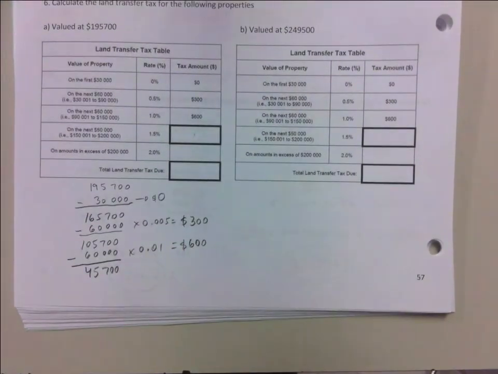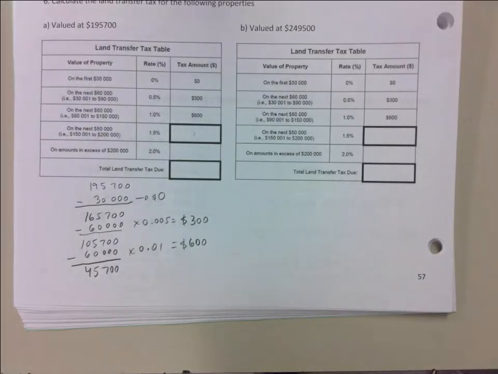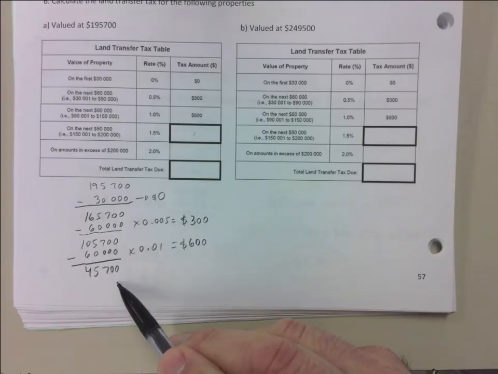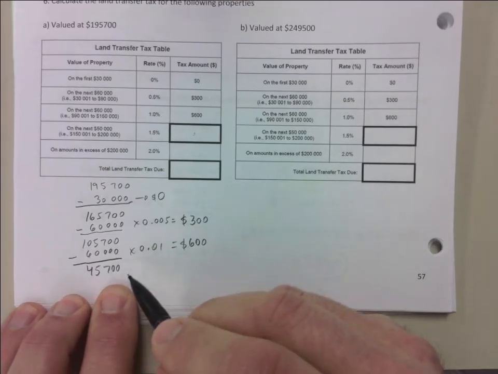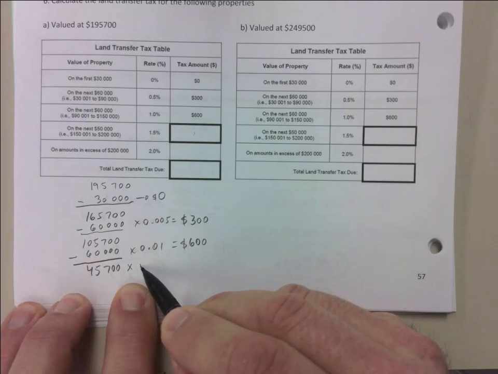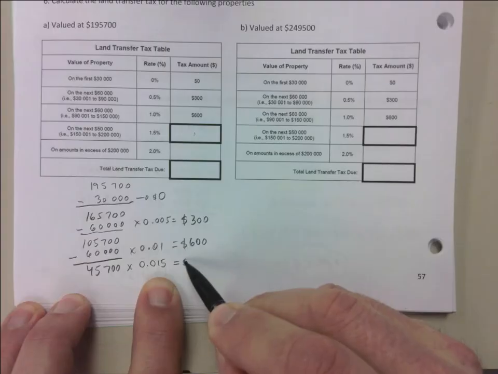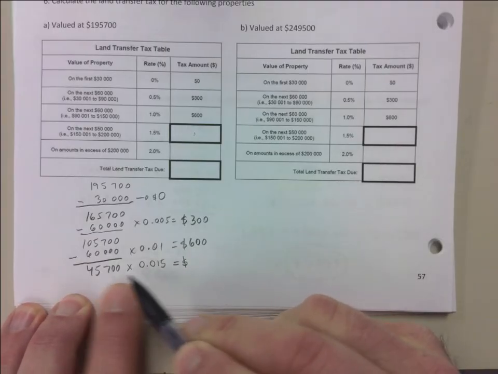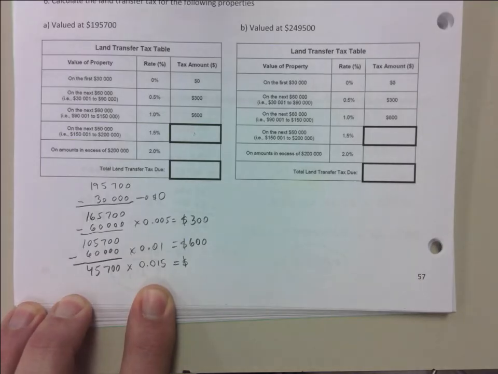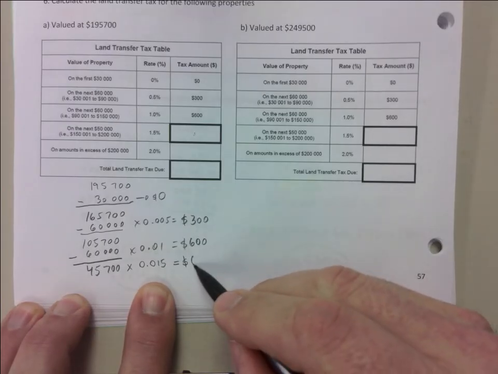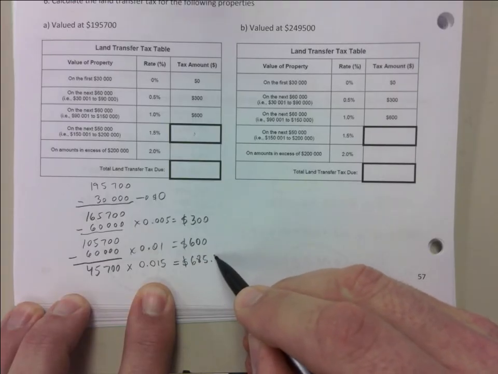Can you see that? Do I subtract 50,000 here? Because that's the next number, right? You don't subtract 50,000 because that would be negative. So we go times 0.015. So you multiply these two, and let me see what that is. That's 685.50.